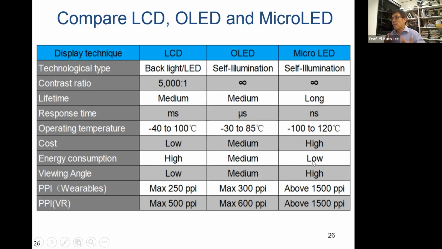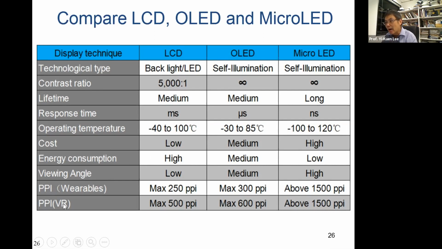For all the mobile phones or wearable devices, you need low power. So in this case, micro LED is much better than LCD and OLED. That's why so many big companies really put a lot of money, right, into this micro LED.